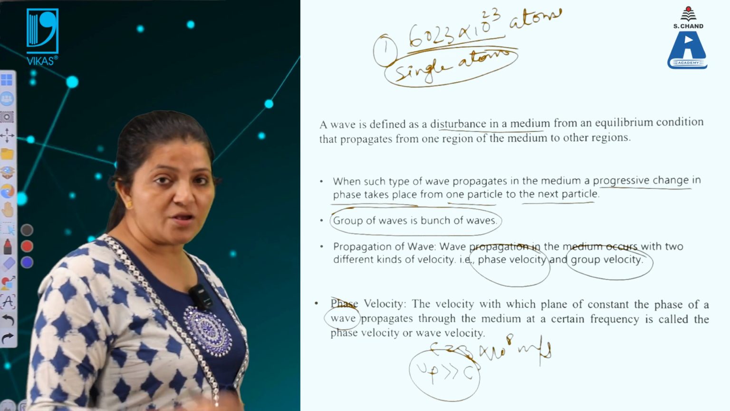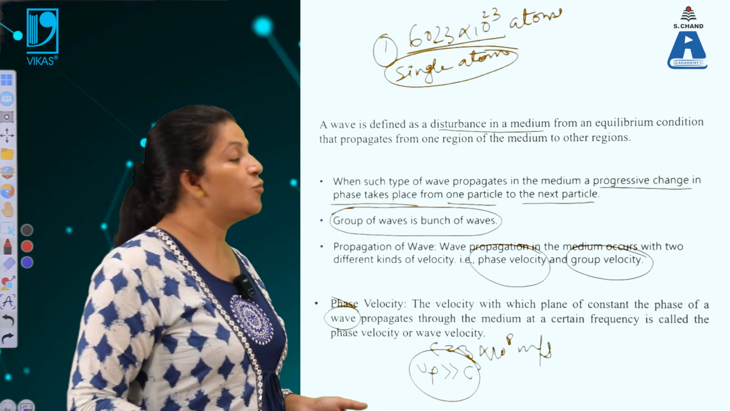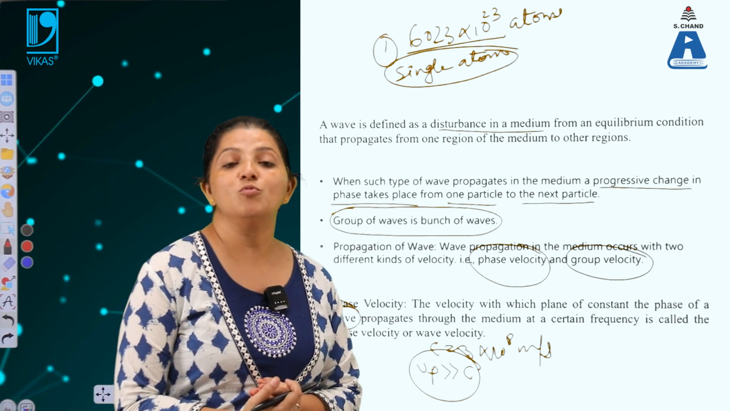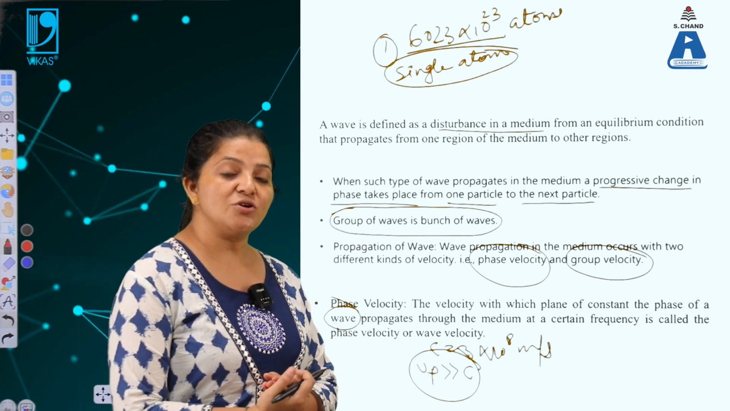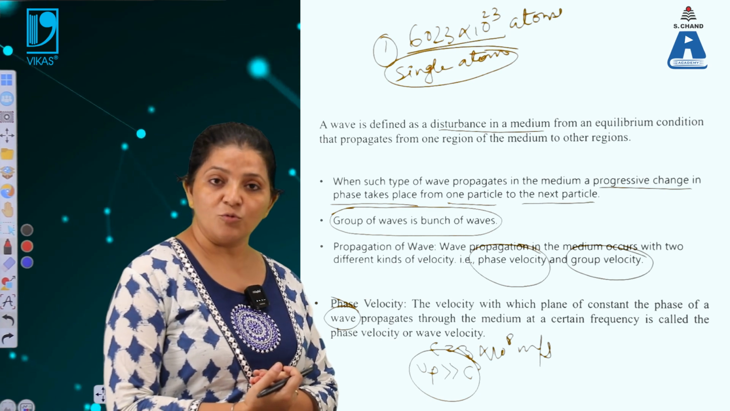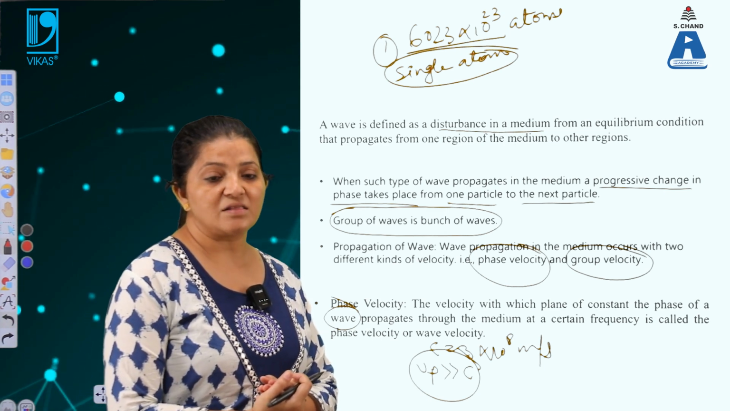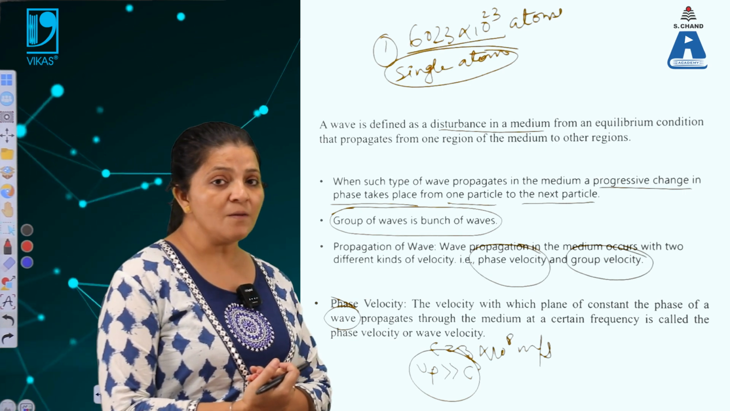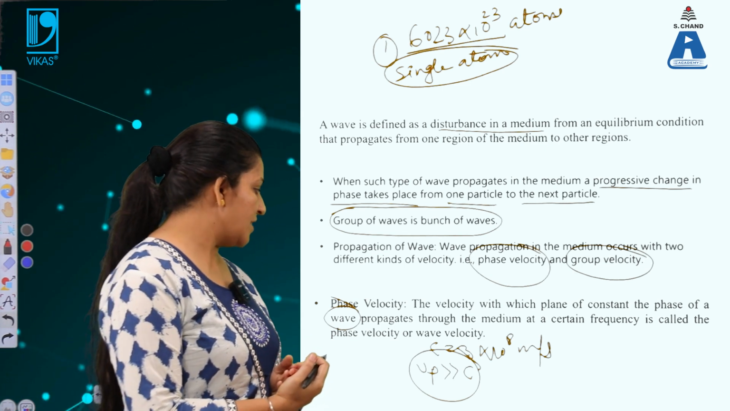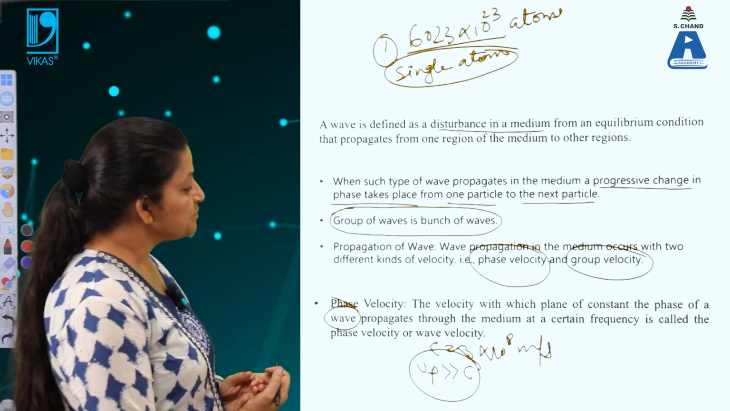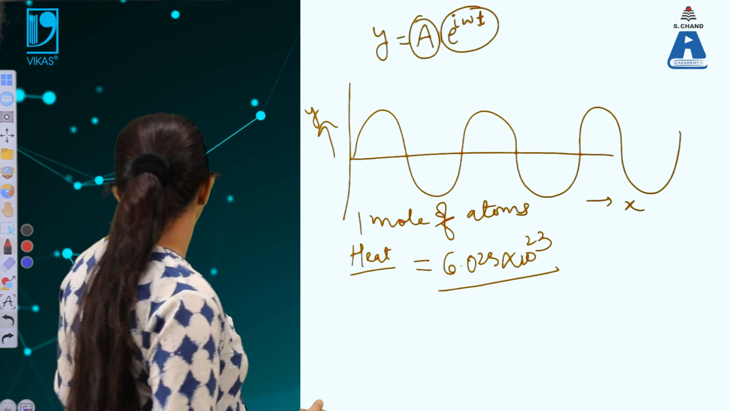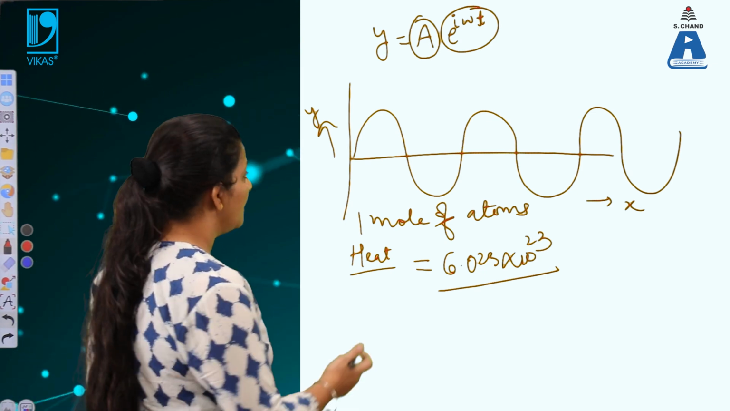So that means for an atom moving in the system, it's not possible for a single atom to move in the system. A bunch of atoms will move together in the given system, and the velocity associated with these atoms is known as the group velocity. The phase velocity is the velocity of a single atom. Now the velocity of a single atom can be calculated.